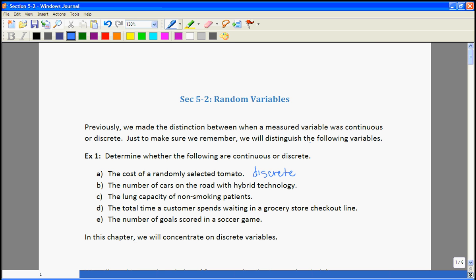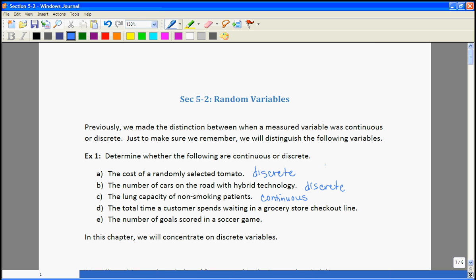B, the number of cars on the road with hybrid technology. Well, if we started counting the number of cars, 1, 2, 3, 4, 5, 100, 1,000, it's always going to be a whole number, and because there are no decimals involved that go on for several places, that's also going to be discrete. C, the lung capacity of non-smoking patients. Well, this would be a measurement, and we could get down again to the nearest tenth or 100th, or we could keep going with that decimal to be more and more precise. So this would be continuous.